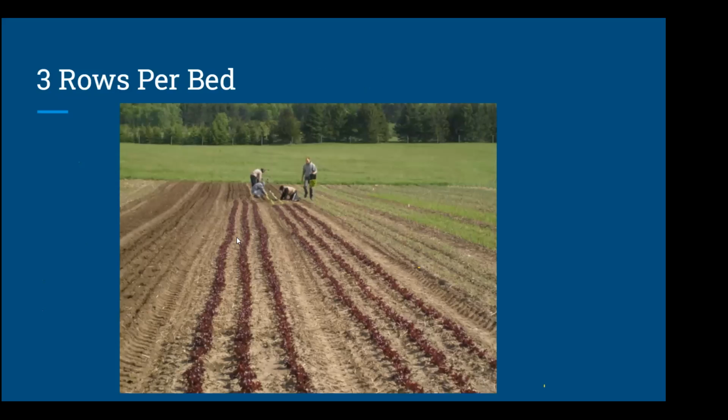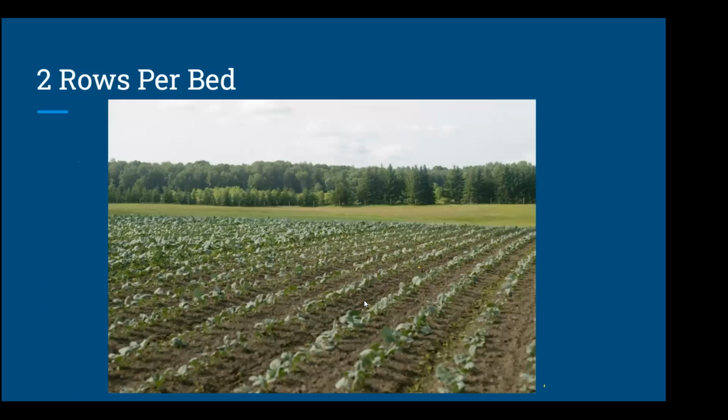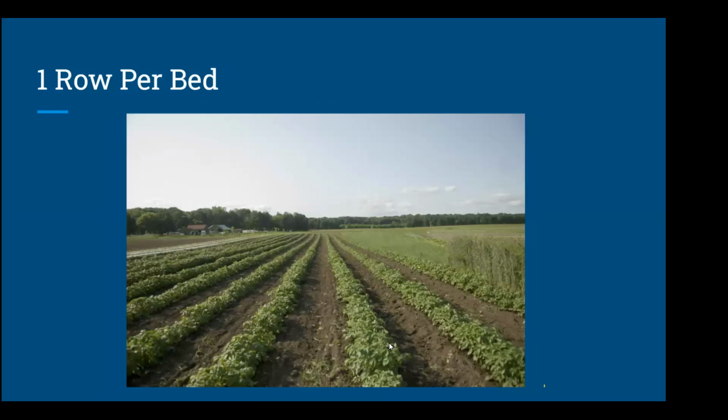So this is an example of what a 3 row per bed would look like. So you have a row, and then you're going to have 3 plantings of what looks to be lettuce here. 2 rows per bed, that's what that looks like. A little bit closer together, but you still have a path in between so that you can get in there and do weeding. And then this is what 1 row per bed would look like.